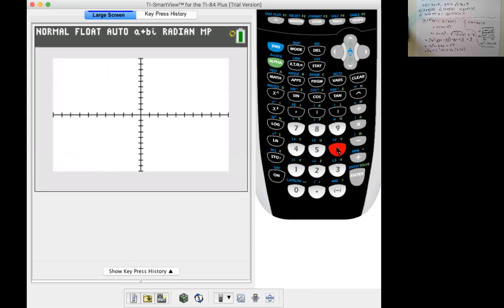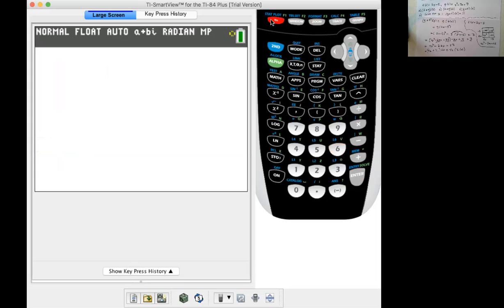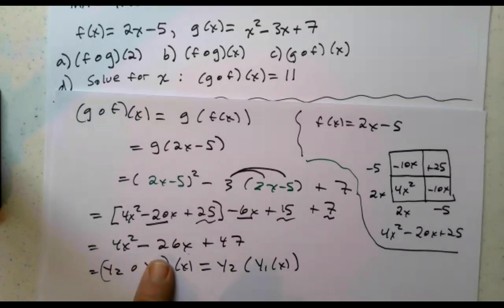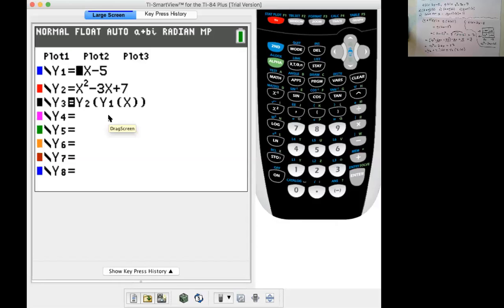And we get this picture. Hopefully we'll see something as we wait. There we go. So there's a few points on that graph. So that is g circle f, or y2 circle y1. Now, what did I think it was? I thought it was 4x squared minus 26x plus 47. Well, you're not going to be able to just look at that graph and say, well, obviously that's the same graph. You better go ahead and draw a picture and see where you are. So let's compare it now to 4x squared.